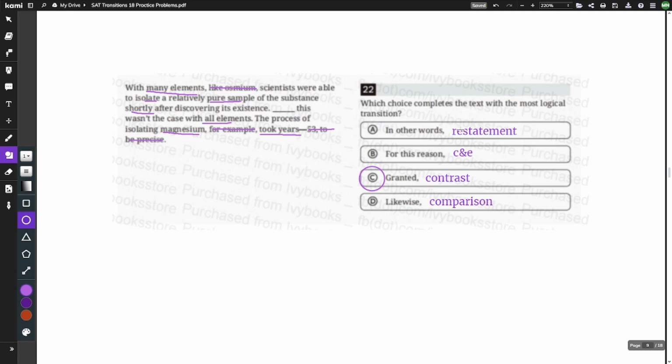All right, we're not restating the same thing. I mean, okay, this one's saying you can do it fast. This one's saying you can do it long. That's not the same thing. Cause and effect. Once again, fast and then long. That's not cause and effect. And then compare. That's two different things again. So our answer is C.